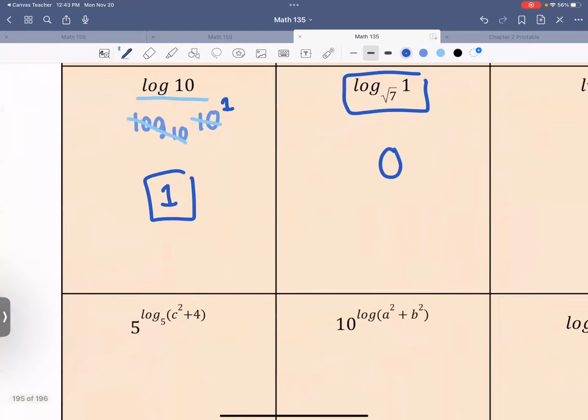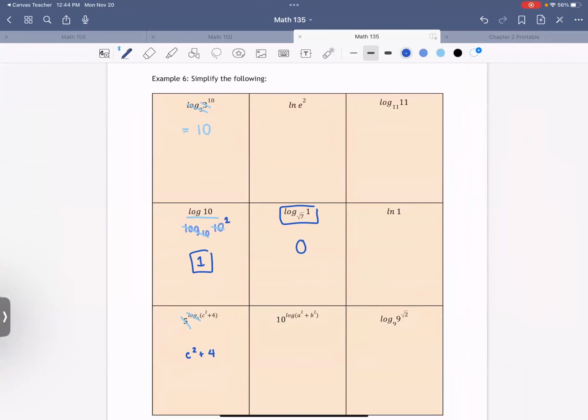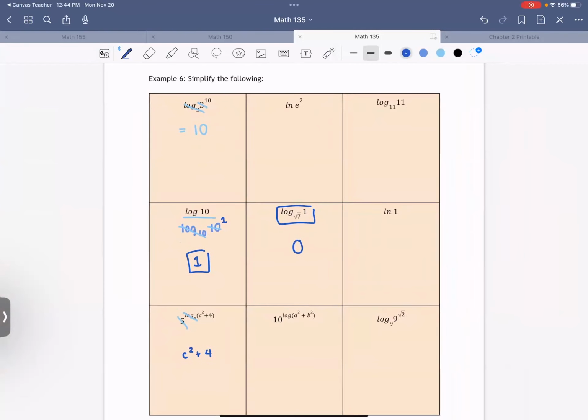Let's skip down to the bottom corner. Okay. 5 to the log base 5 of c squared plus 4. What cancels out here? 5. Yep, just left with c squared plus 4. All right. Any questions on what I've done so far? All right. How about this? I'm going to give you some time to work on the last 5. They should go pretty quickly, and then we'll come back.